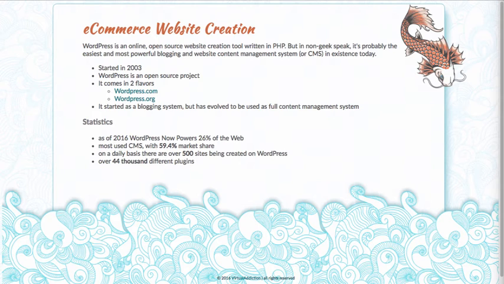created with WordPress. WordPress also has over 44,000 different plugins. There's plugins for everything. You can fully customize and change your WordPress site with the utilization of plugins. The only downside to having so many plugins is that there's so many plugins. Sometimes it takes a while to find the right one for the job that you want.